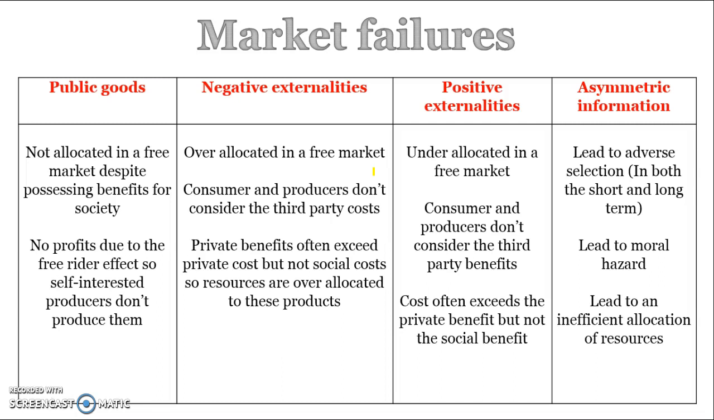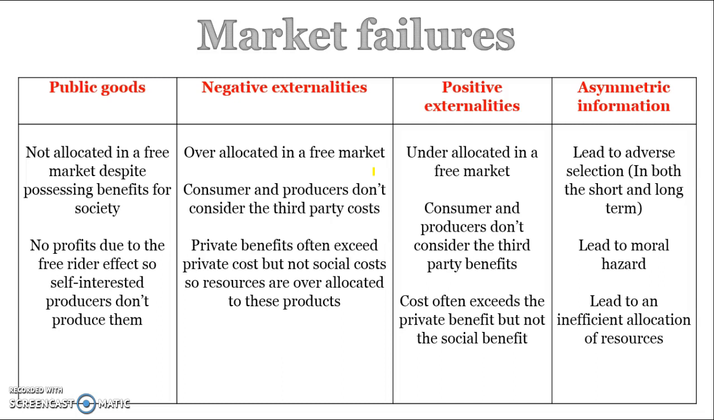Negative externalities are over-allocated in a free market because consumers and producers don't pay the third-party cost. They don't consider them. They don't impact their profits. Therefore, the private benefits often exceed the private costs, and they don't consider the social costs, and therefore there's an over-allocation of resources to these products.